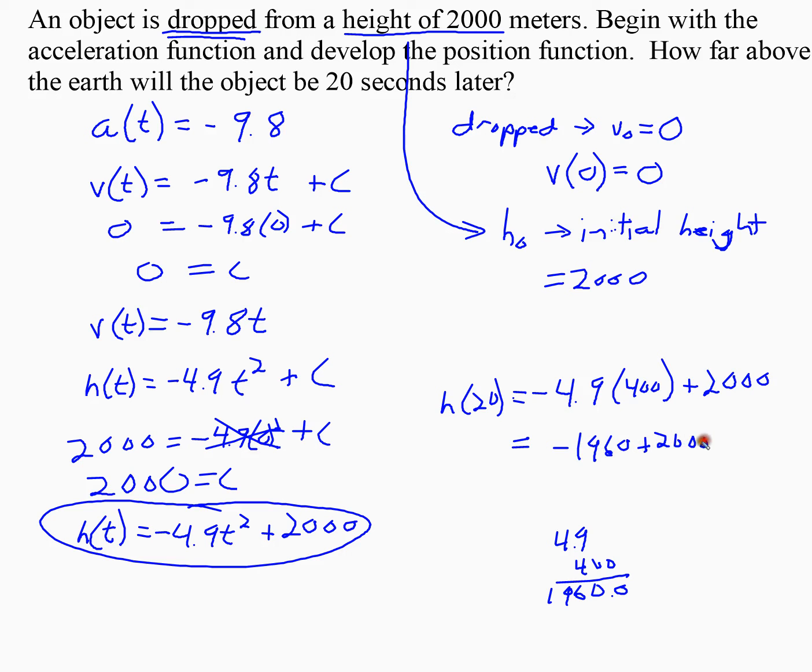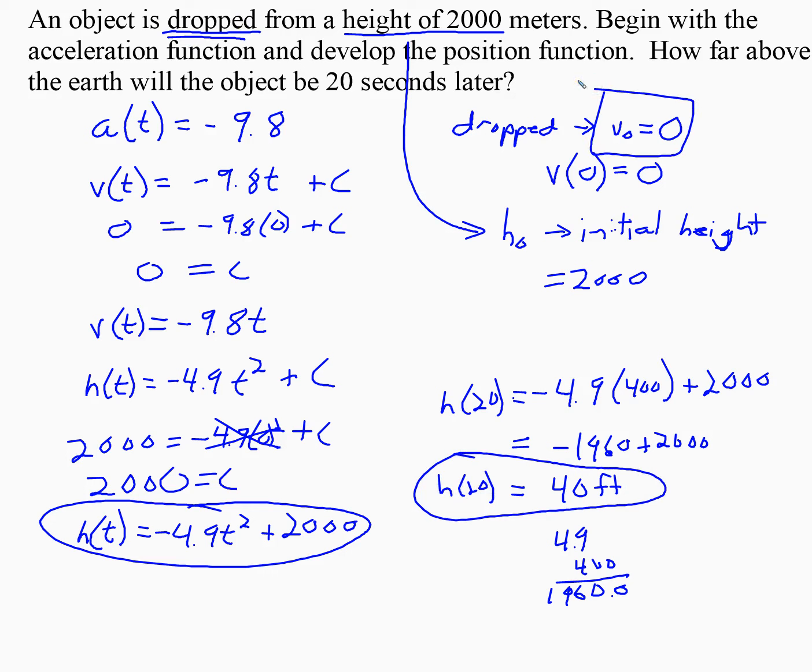And so this thing is very close to the ground after a 2,000 foot drop. It is at 40 feet. So the height after 20 seconds is at 40 feet. That's the second answer to the question. So some important things: ball being dropped or object being dropped means the initial velocity is 0. The height is our initial height, which we used here. That was our height when the time was 0.